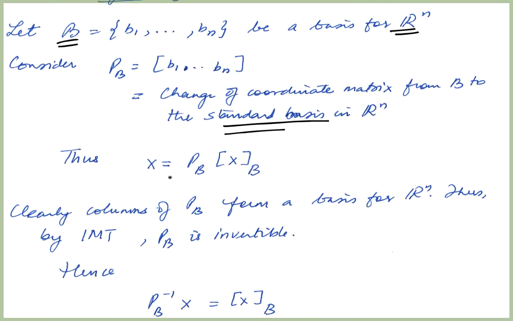Thus, x can be written as the change of coordinate matrix relative to the basis B multiplied by the coordinate vector of x relative to the same basis. It's invertible. That means this matrix PB is invertible by the IMT, the inverse exists, and hence I can multiply on both sides on the left by PB inverse, and hence we see that PB inverse, when it acts on x, takes us to the coordinate vector of x relative to the basis set B.